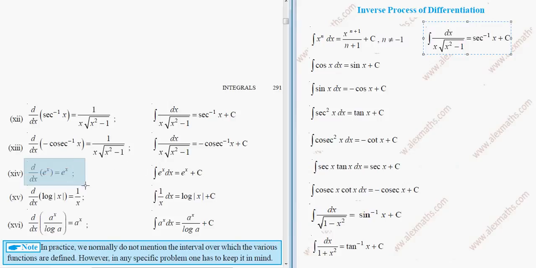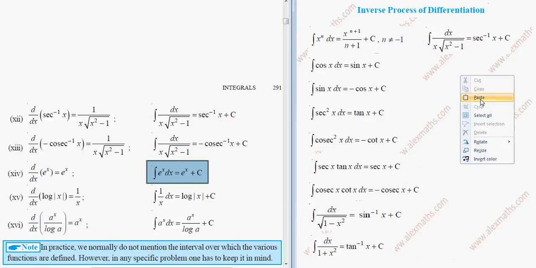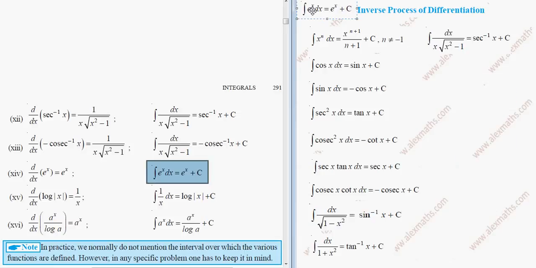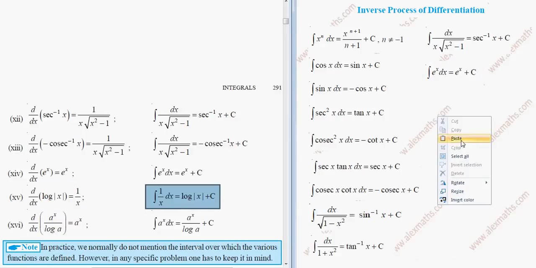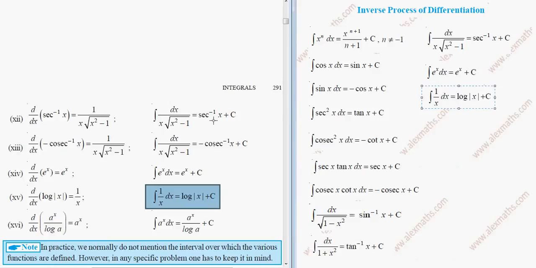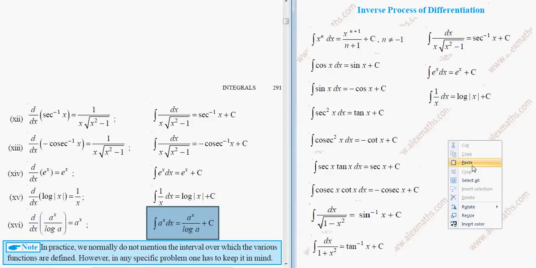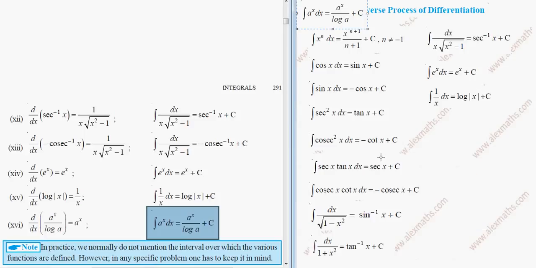Then the differentiation of e power x is e power x. So the integration of e power x is e power x plus c. Then the differentiation of log x is 1 by x. So the integration of 1 by x is log x plus c. Then the last one, the differentiation of a power x is a power x into log a. But here the formula is altered. So the integration of a power x is a power x by log a plus c. So these are the basic integration formulas used in all the problems.